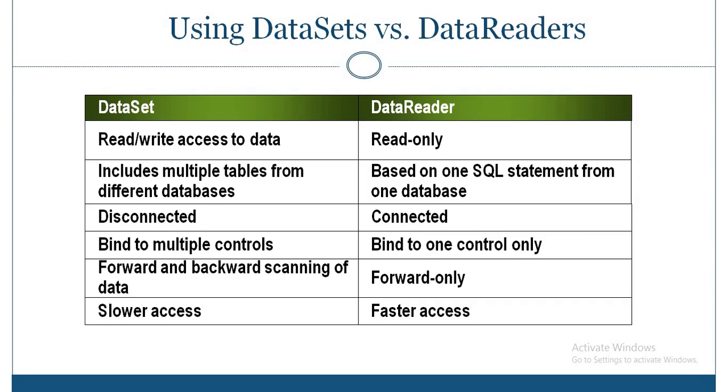Disconnected dataset. Data reader can be connected. Bind to multiple controls in the dataset. Bind to only one control in the data reader. Forward and backward scanning of the data in the dataset. Only the forward approach can be used in data reader. Slower access in dataset, faster access in data reader.